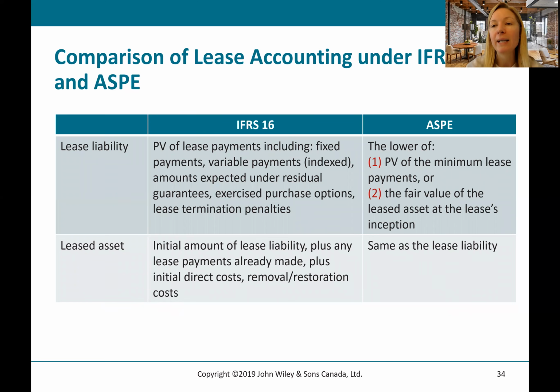All right, let's do a recap here of the differences between lease accounting under IFRS and ASPE. So the lease liability. IFRS says the present value of the lease payments include fixed payments, variable payments, amounts expected under residual guarantees, exercise purchase options, and lease termination penalties. So basically, what's the maximum amount we have to pay? What have we agreed to in the contract?